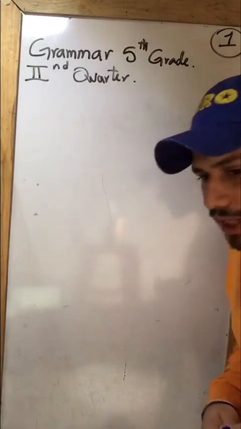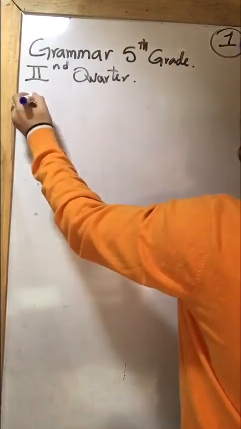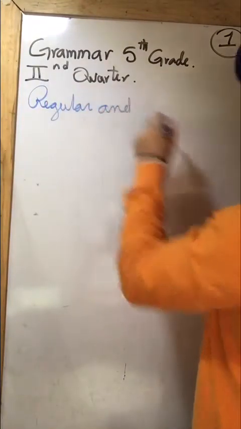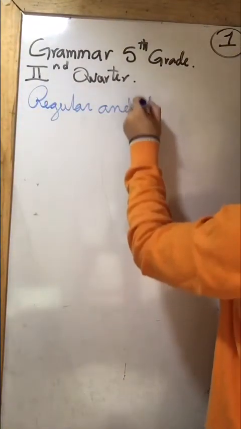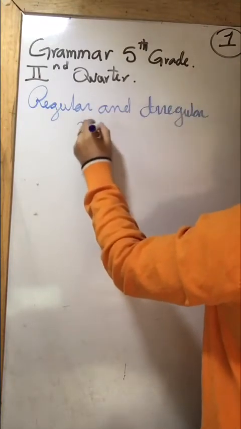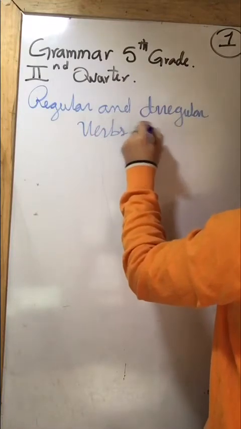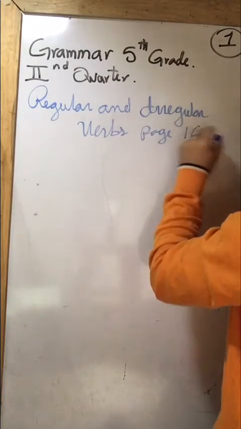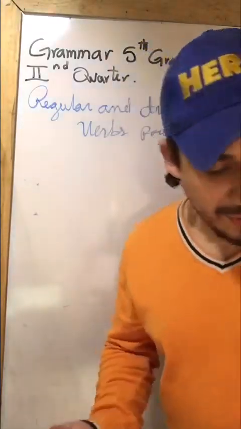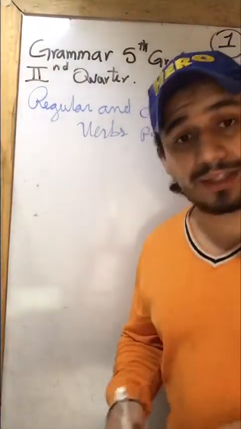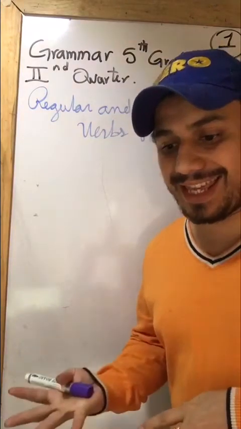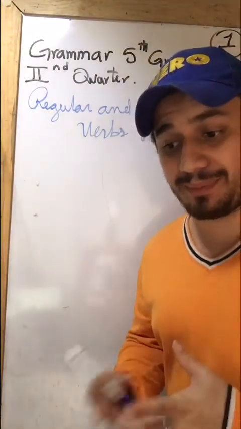The topic for today is regular and irregular verbs. This is in page 16. So you can go to page 16 to corroborate the information. Now, we have in there that a verb is a word that tells you the action, what happens in the story. And we can add ed to the present tense of a verb to make it past.